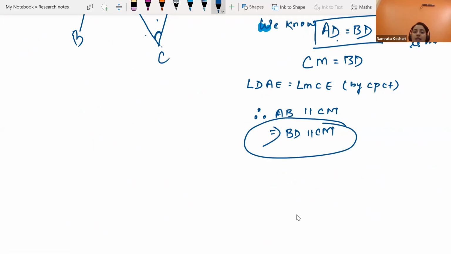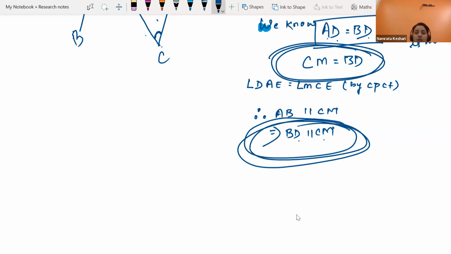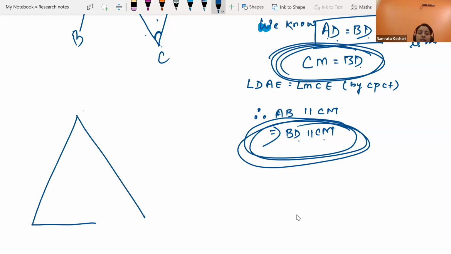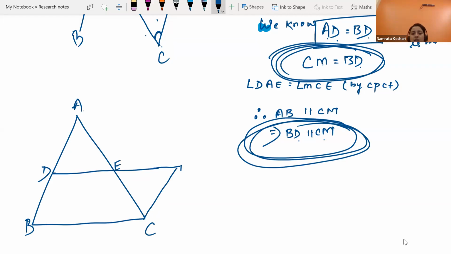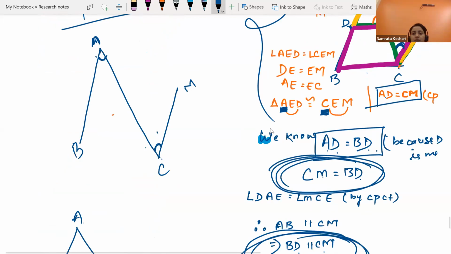AD is equal to BD, and BD is parallel to CM. I mean this one and this one, these two circles. CM is equal to BD. I'm drawing the triangle over here. First, you need to understand. I'll be writing everything; you can note it down, but you need to understand. I have extended it till here and joined. The name was ABC, here it was DE, and here it was CM.